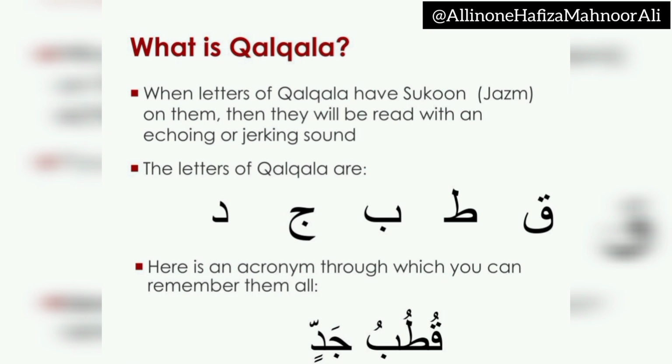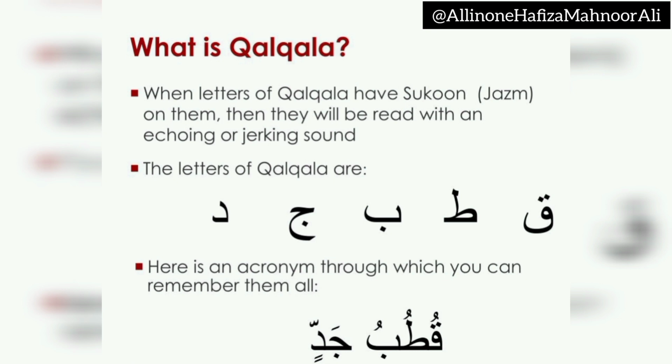There is a quick and easy definition of Qalqalah: when letters of Qalqalah have sukoon, meaning jazm, on them, then they will be read with an echoing or jerking sound. So now let's see on which letters we apply the qalqalah. Basically there are 5 letters: qaf, ta, ba, jim and dal. When these letters come with a sukoon or a jazm on them, then we apply the qalqalah.